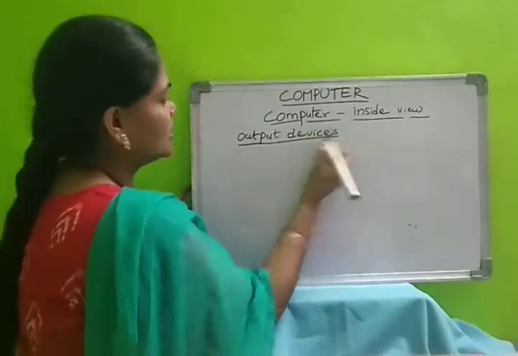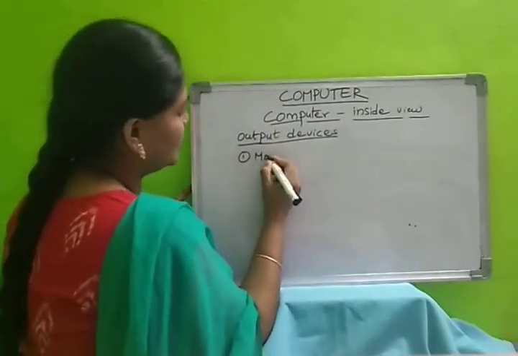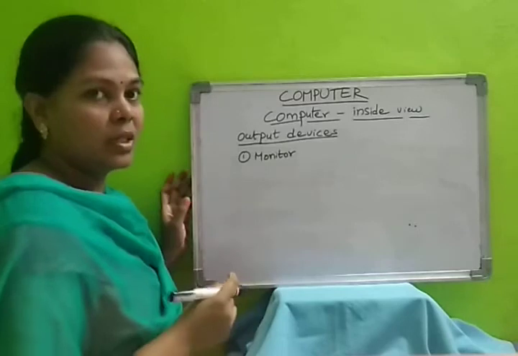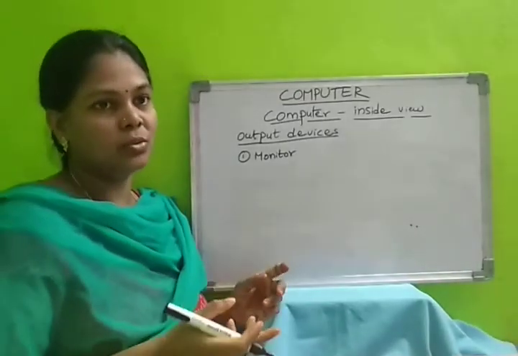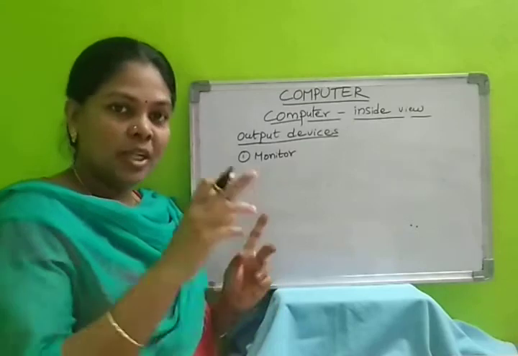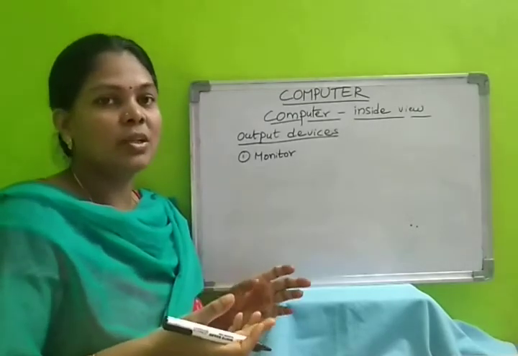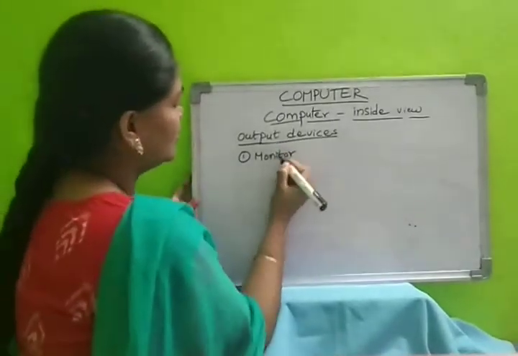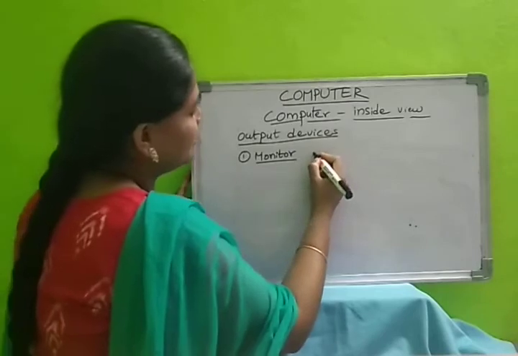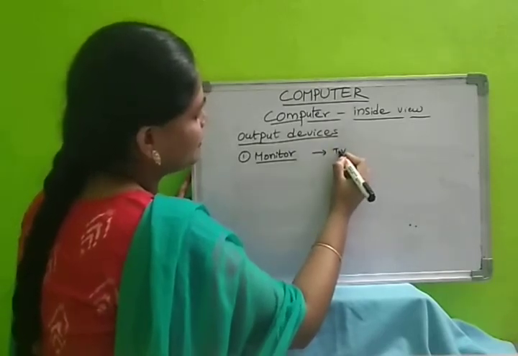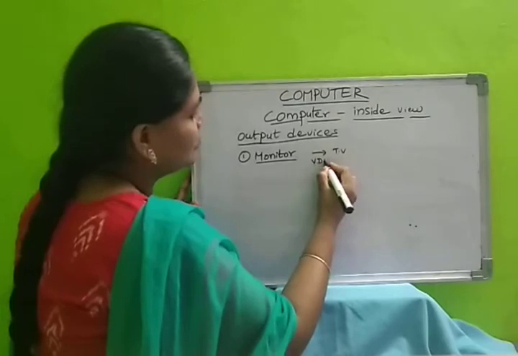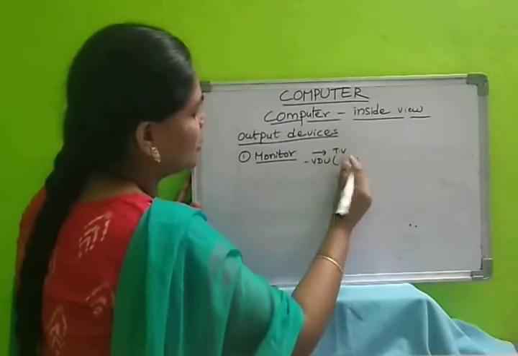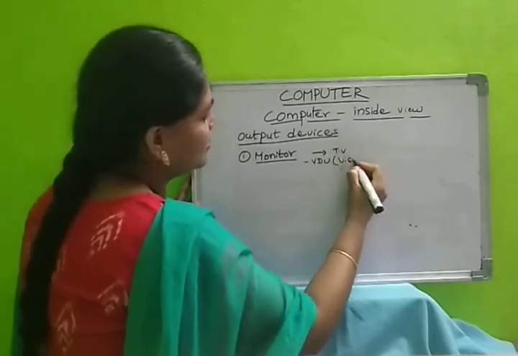Okay. The first and foremost output device is monitor. If you don't have this monitor, we can't watch our output. If you want to watch any cartoons or any rhymes or games, you need a monitor. By seeing in the monitor only you will watch. So monitor, how does it look? It looks like a TV, isn't it? It is also called VDU, Visual Display Unit.